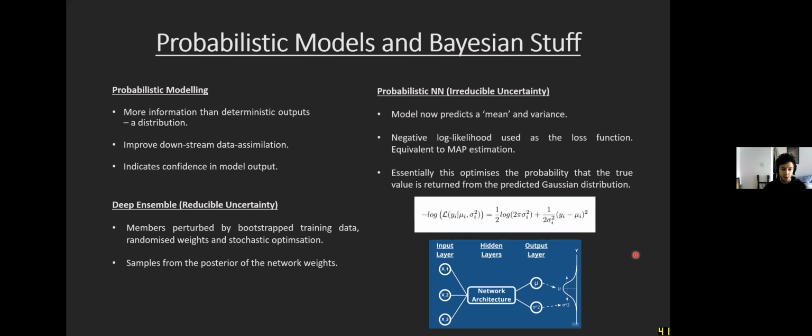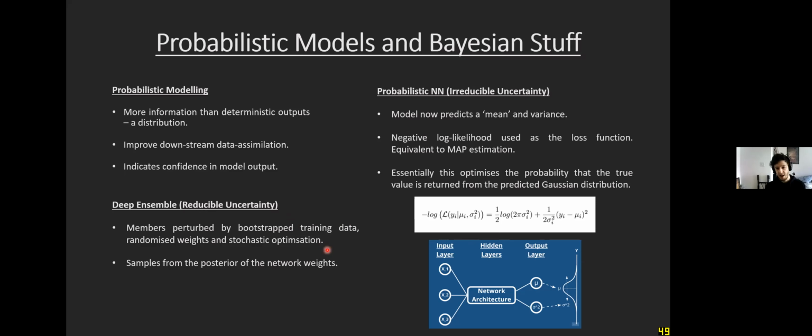And then because we also want to capture the reducible uncertainty, we use an ensemble of these trained neural networks. To introduce some randomness in that, we have bootstrap training data. So we train each of our models on slightly different data. This is after optimization.